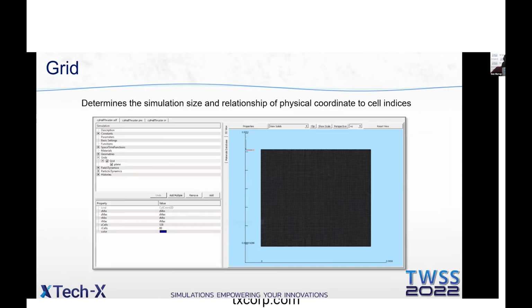Following the geometries option is the grid. This is where the end user will actually decide on the total simulation size and the relation of physical coordinates to their cell indices. Grid is exactly what you think it is. It's the grid.